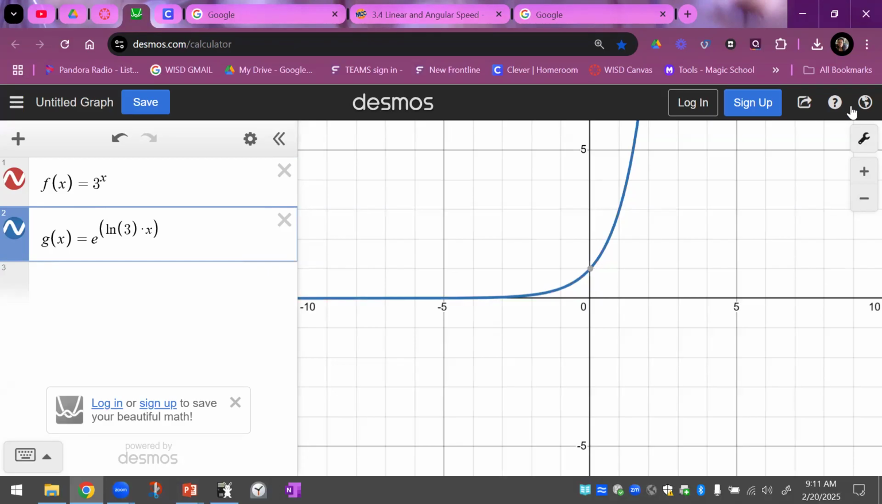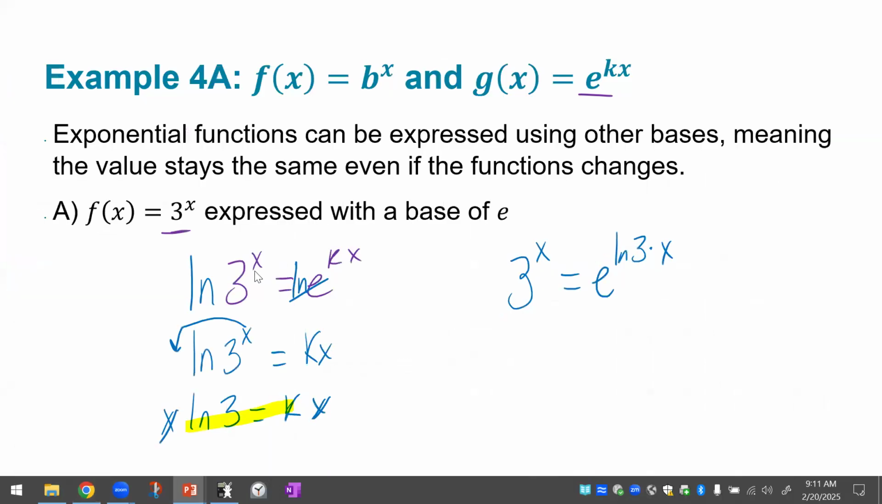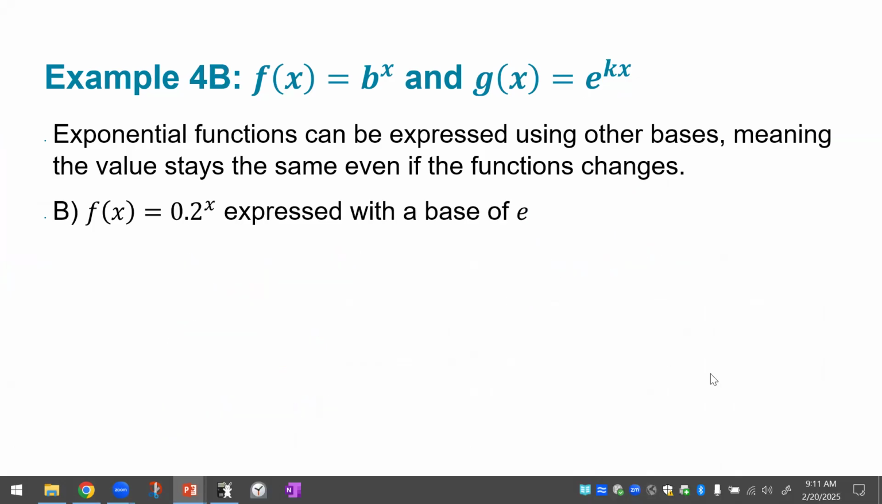Okay, so that's what it means when you can take any exponential and write it as an exponential with base e. And you can always check yourself, beauty of math. You can always check yourself, and if it doesn't overlap, then that means you may have done something wrong.